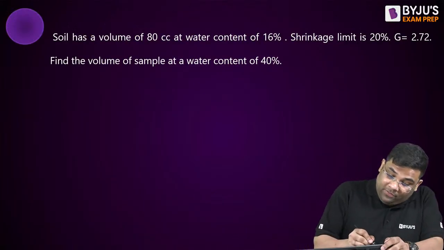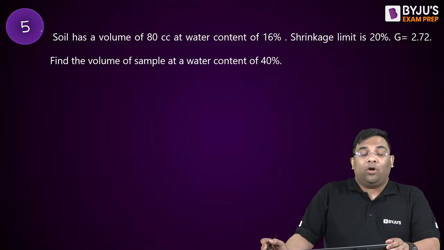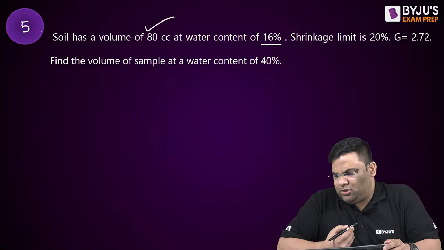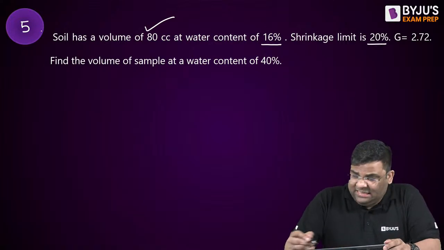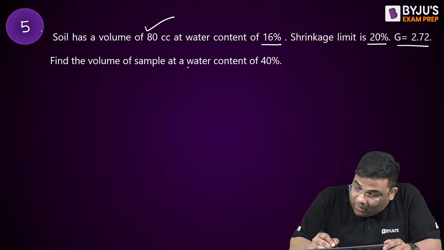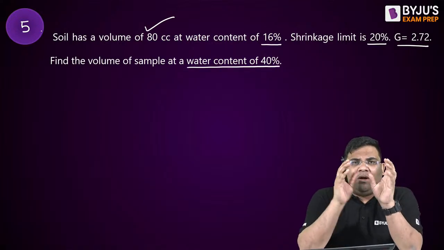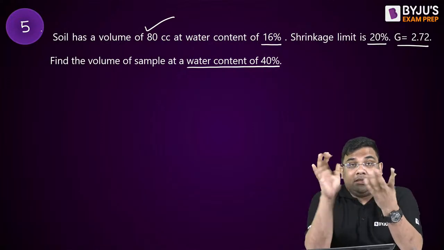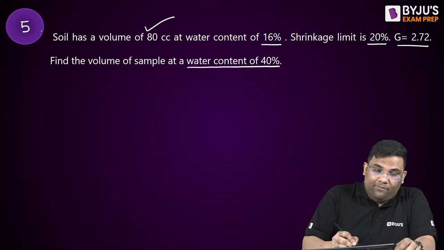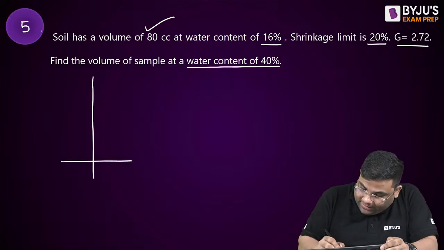Let us go to question number 5. Interesting question. Soil has a volume of 80 cc when the water content is 16%. Shrinkage limit is this, G is this. Volume of sample when the water content is 40%. See, whenever they are giving all this data, water content this, water content that, shrinkage limit, that means they are telling you indirectly to use the diagram of volume versus water content.